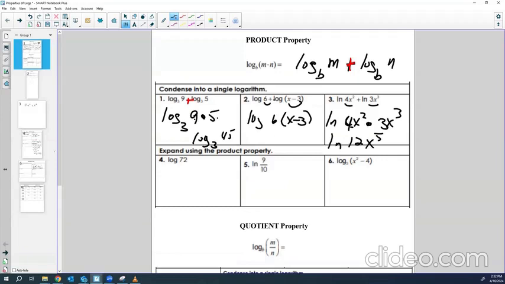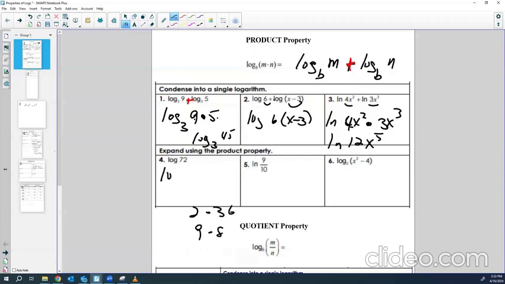All right, guys, so just make sure you understand that. When there's a plus between the logs and you want to condense them, you just multiply the arguments. Number 4, you're expanding. So I have to ask myself now, what two numbers multiply to give me 72? There are several you can use. You can say 2 times 36, or 9 times 8. Those are two examples you can use.